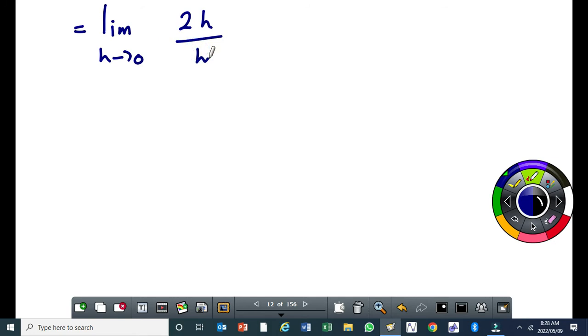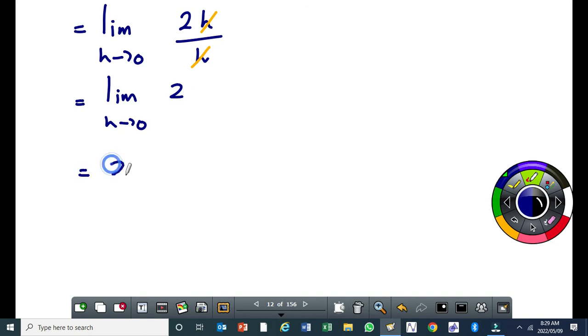Now, the good thing is that this h and that h will cancel out. Are you following that? Now, when you do that, you end up having the limit as h tends to 0 of 2. The limit as h tends to 0 of 2 is equivalent to 2 because the h is no longer part of the expression.